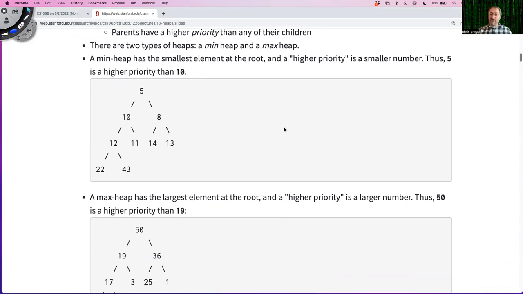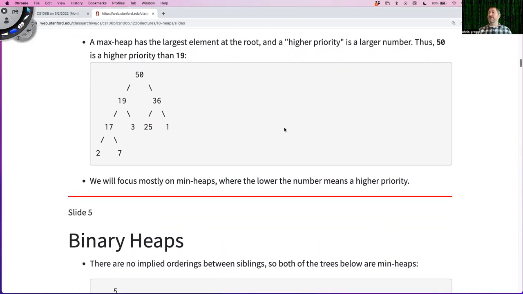A max heap, just to be consistent about talking about the other type of heap, means that the higher number is a higher priority. And so it just would look exactly the opposite, where 50 is a higher number, so all of its children have to be lower numbers in a max heap. But this is not the one we're going to talk about mostly. We're mostly going to focus on min heaps, where all you have to think about is, okay, if I have a number, the lower the number, the higher priority. So that's what we're talking about in a heap.